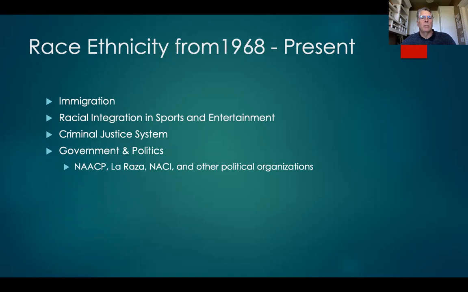Politics, the NAACP, which is a political movement for equal rights for African Americans. You have La Raza for Hispanics. You have the NACI for Native Americans. Different Asian groups have similar organizations. So a lot of politics involved, multiple. Yeah, there's a lot of political organizations for groups and subgroups and subgroups of subgroups.